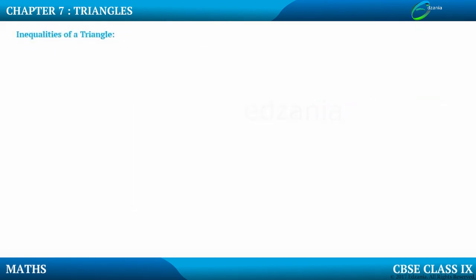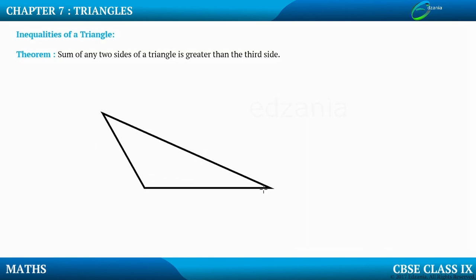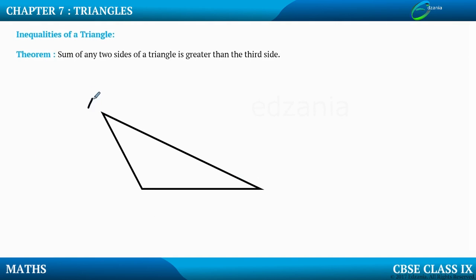Now let us move on to the next theorem. The sum of any two sides of a triangle is greater than the third side. So again we need a triangle. Let me consider this as a triangle. Again let us name this, say, ABC.